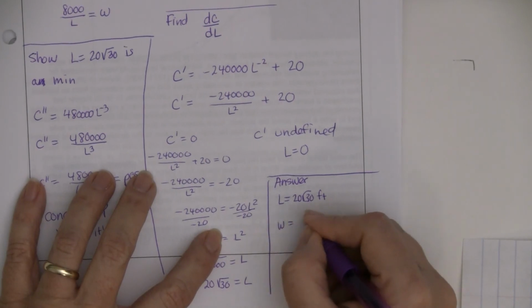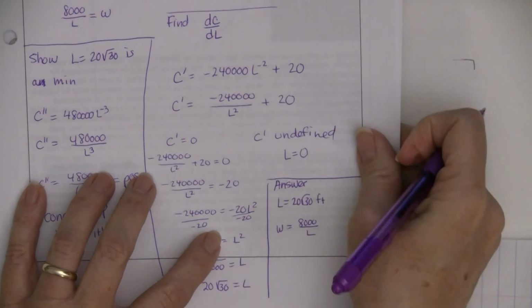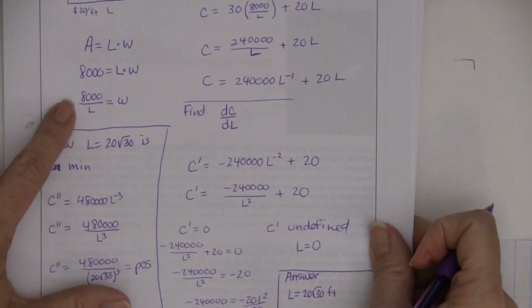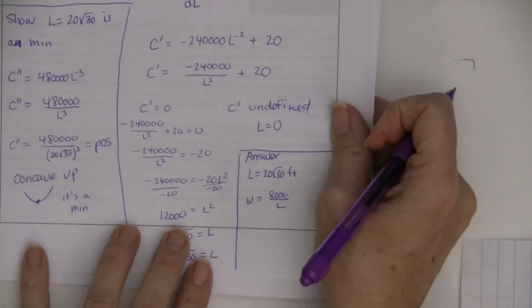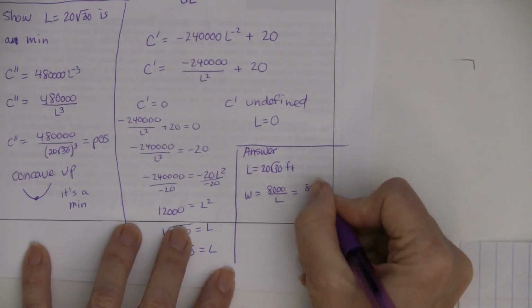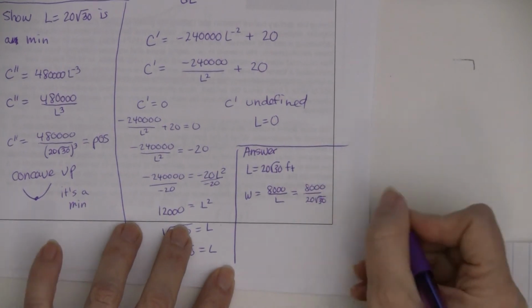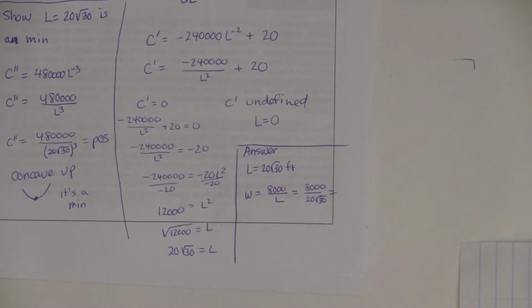And that W equals 8,000, remember, over L. Do you guys remember that equation that we had right here? And so we're going to use that. And so this is 8,000 over 20 square root of 30. And I'm not worried about it, my calculator is going to figure that out and rationalize the denominator and do everything for me.